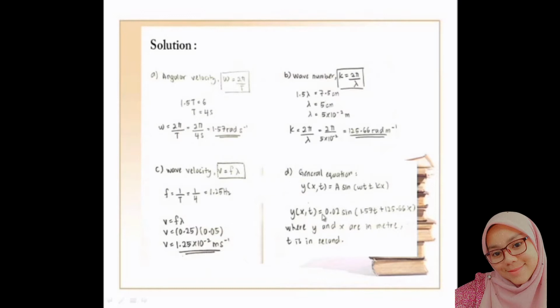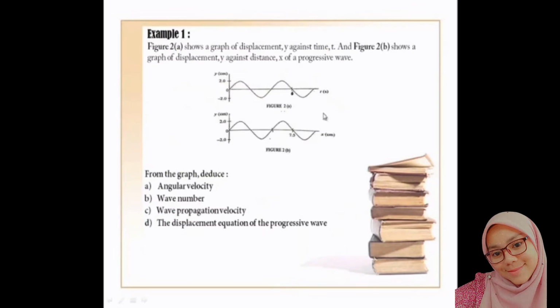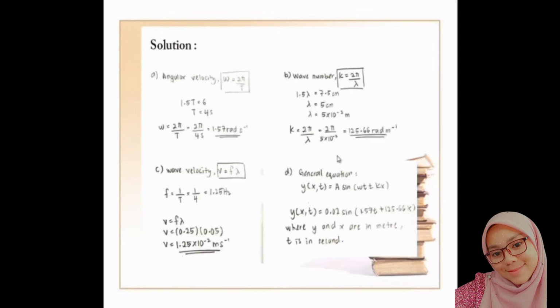So, buat macam ni, Y(X, T) equal to 0.02, kita dapat daripada graph yang ni. Amplitude is maximum displacement, right? So, this is the maximum displacement 2.0 cm. So, we change it to meter, kita akan dapat 0.02. And then, we tulis sin. So, omega kita dapat tadi, omega is equal to 1.57. Kita tulis kat sini, and T. And then plus k. k kita dah dapat 1.256 radian per meter kan. Kita just masukkan je and then add.